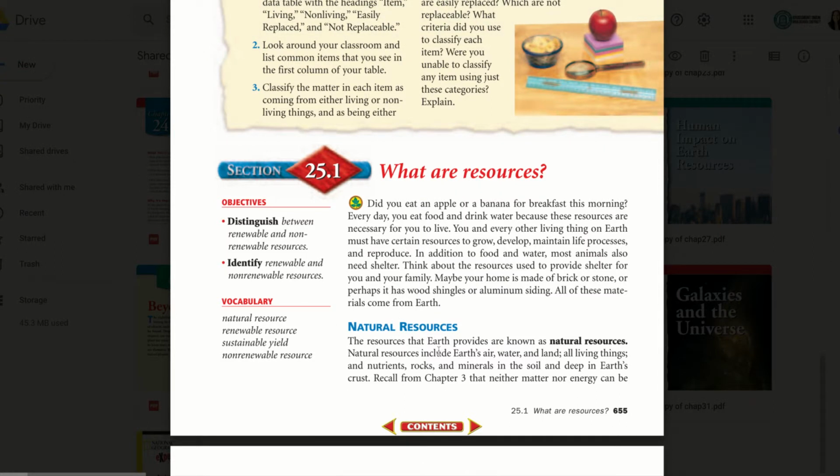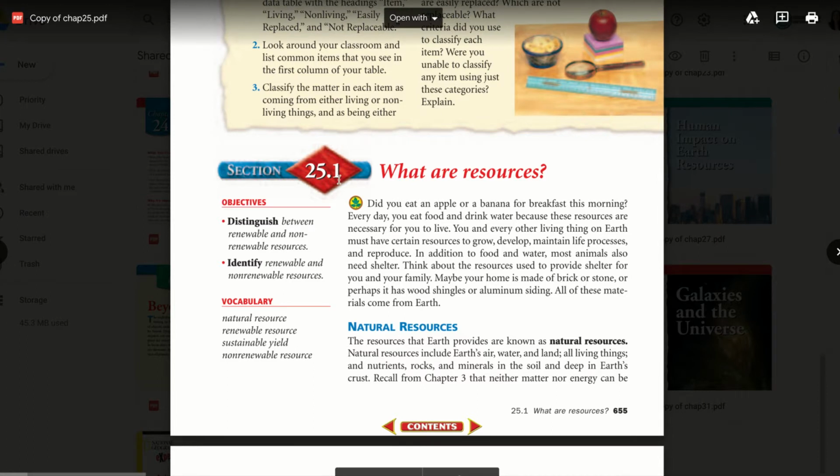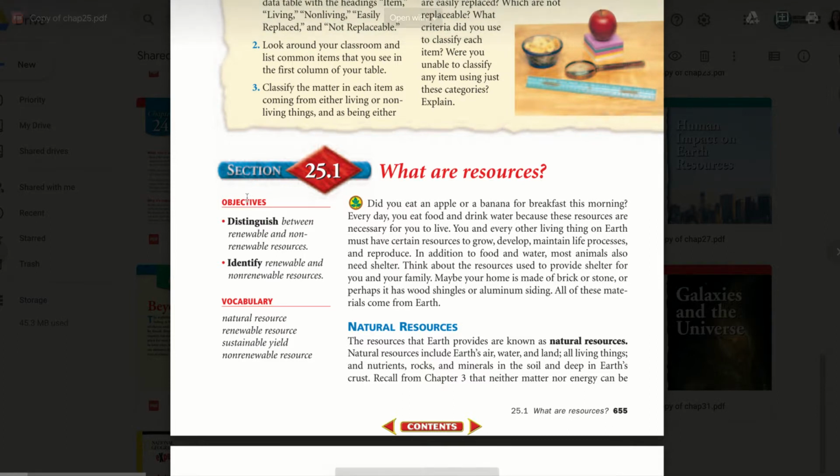Today we're going to be reading section 25.1, which is on page 655. The objectives of this section are to distinguish between renewable and non-renewable resources, and to identify renewable and non-renewable resources. Vocabulary: natural resources, renewable resource, sustainable yield, non-renewable resource.